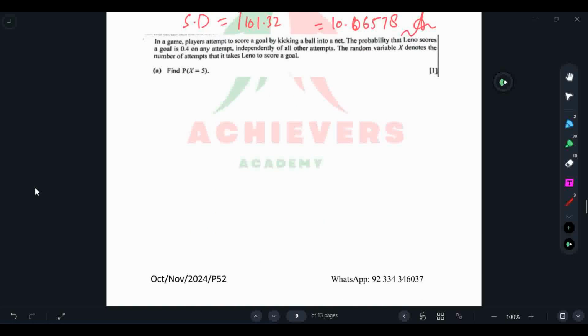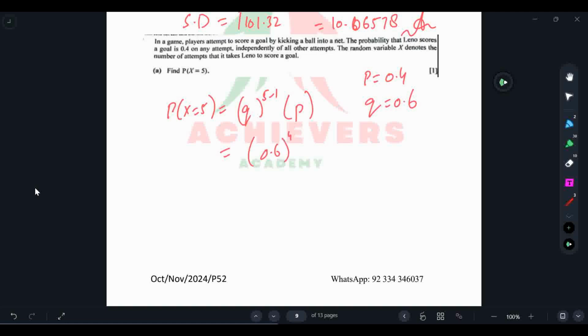In a game, players attempt to score. Find the probability of x equals 5. Now for the probability of x, we know that the probability of success is 0.4. So P is equal to 0.4. Q should be equal to 0.6. So the probability of x equals 5 will be equal to q power 5 minus 1 into P, which means q is 0.6, so 0.6 whole power 4 into P, which is 0.4.